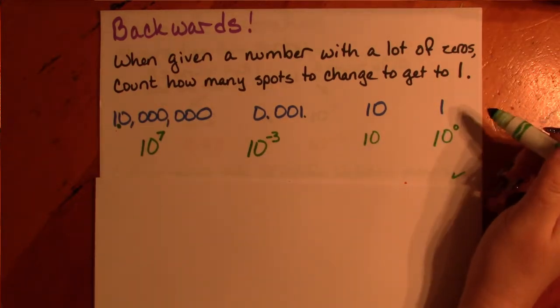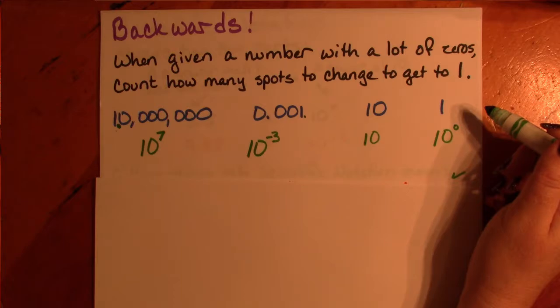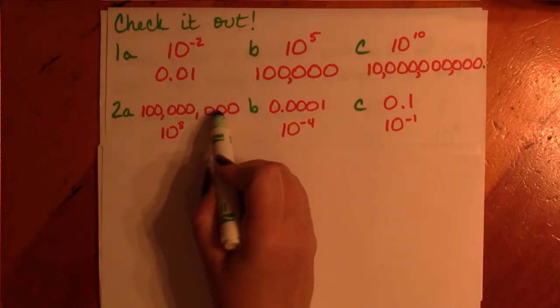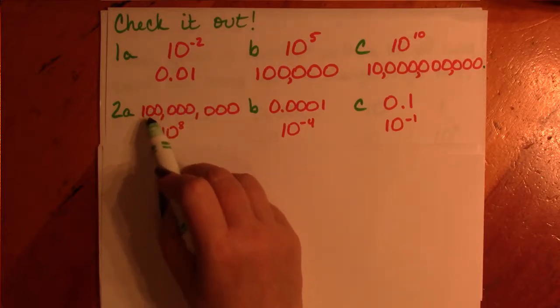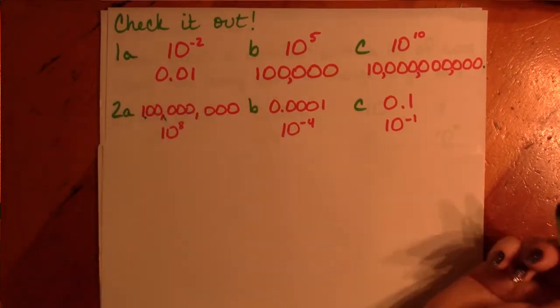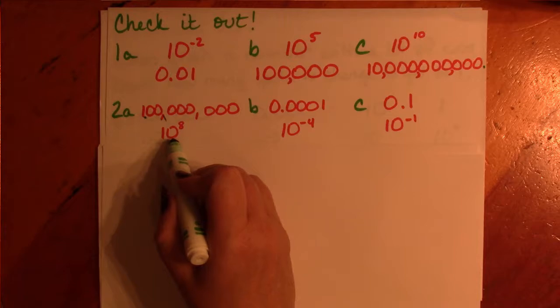Try this yourself on Check It Out number 2 on page 467. Pause here and come back when you're done. Check It Out number 2: hundreds, thousands, millions. This is 100 million, and there are 8 zeros. We're going to move that decimal point 8 spots to get to that 1. So this is 10 to the 8.